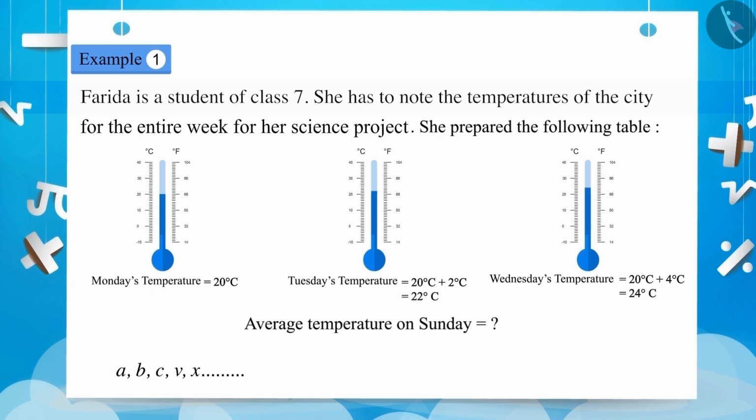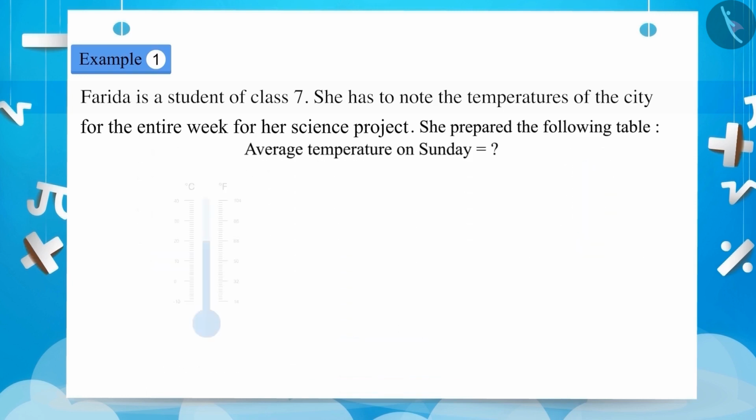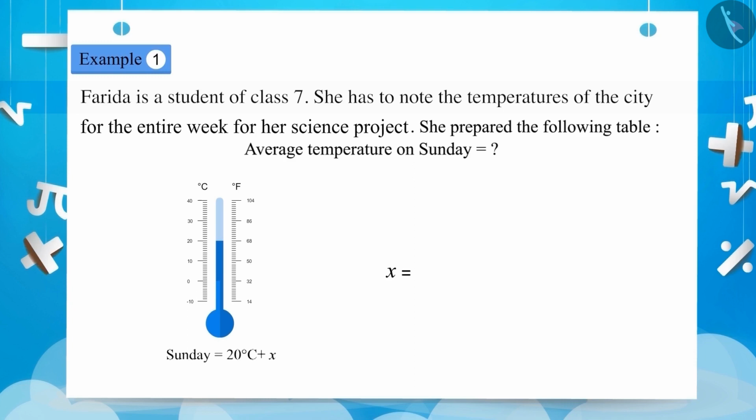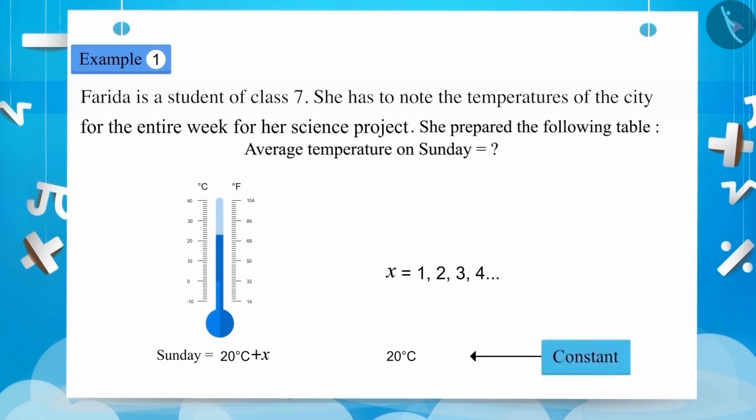These characters are called variables. Their values are not constant, that is, their values keep changing. For example, if we show the temperature on Sunday as 20 degrees Celsius plus x, then x can take different values such as 1, 2, 3, 4, etc. Therefore, the temperature on Sunday can be anything like 21, 22, 23 degrees Celsius, etc. But the value of 20 degrees Celsius is certain and it does not change. So, we call it a constant.